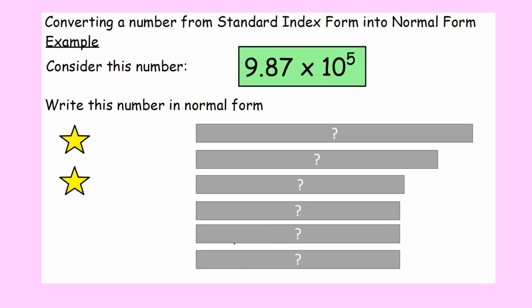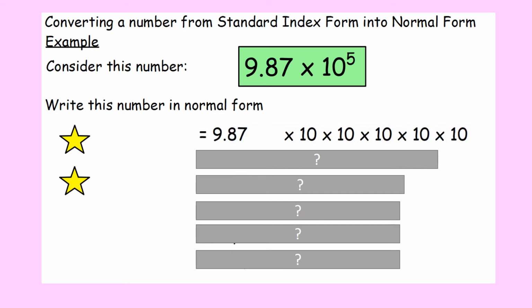So, what about converting from standard index form into normal form? Right, so we've got a number here, 9.87 times 10 to the power of 5. How would we write this in normal form? Well, what I'm going to do is show you what this really means in a long method, just to prove that I know, so that you know what's going on. So we've got 9.87 times lots of tens, 5 of those.